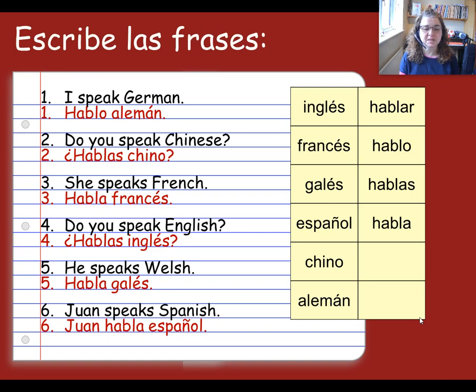And number 5, he speaks Welsh. Habla galés. And then number 6 is an example of where you can clarify exactly who the he or the she is by putting a name in. Juan speaks Spanish. Juan habla español. And of course, it has to be habla because Juan is a he. And the English also gives us a clue, doesn't it? Because the English speaks is the only time that we add extra letters to the verb word. I speak, you speak, he or she speaks. So Juan speaks Spanish, Juan habla español.